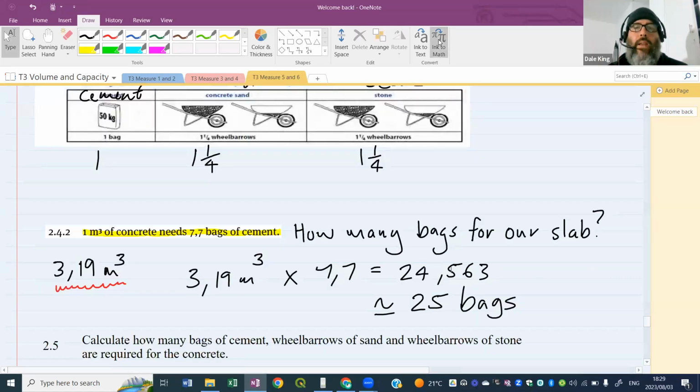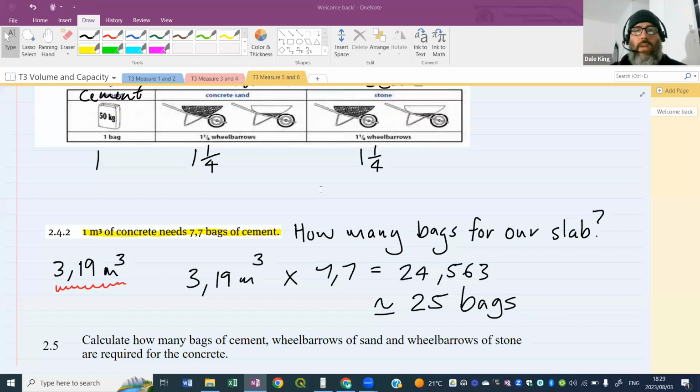Is everyone okay out there? 3.19 cubic meters times 7.7. All right, cool, no problem. So the question says 1 cubic meter of concrete will need 7.7 bags. Well, I don't have 1 cubic meter. I have 3.19 of them. If one cubic meter needs 7.7, then how many bags for 3.19?